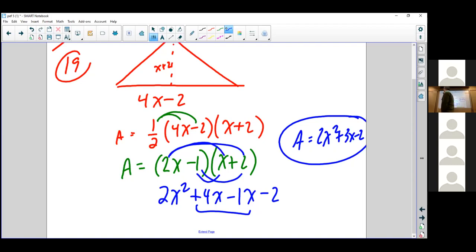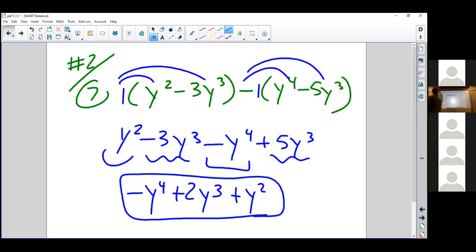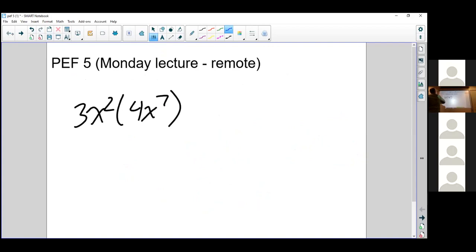So do you have your notes? Hopefully you do. If not, take this down on a separate sheet of paper. So we are going to be looking at PEF number 5. So we're skipping the fourth one.